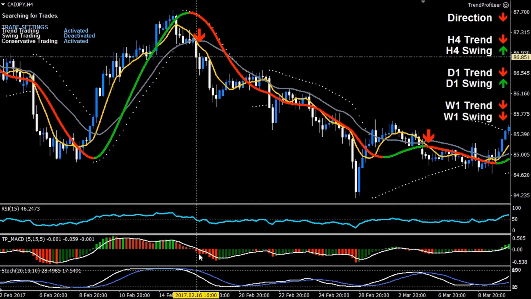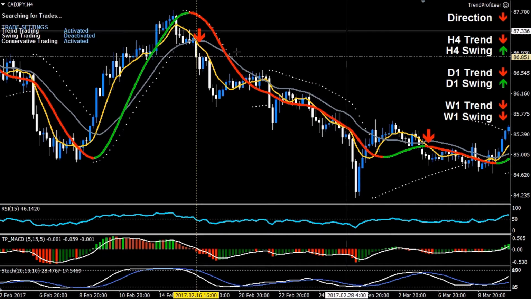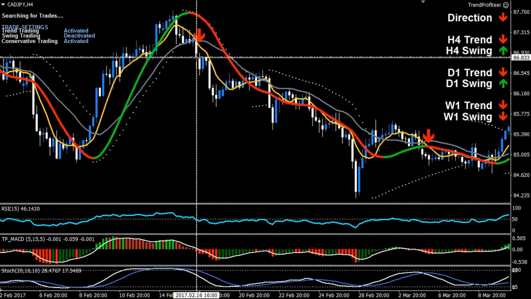The MACD histogram must be below the 0 line. It must be red, and it must be below the signal line. And finally, the white stochastic trend line must be below the blue stochastic line. So in this case, all criteria are met for a trend trade conservative sell.